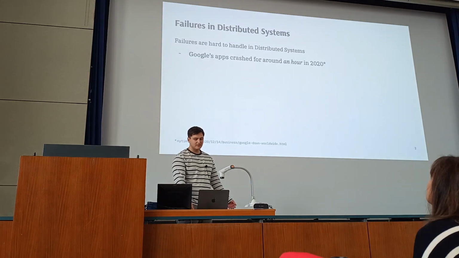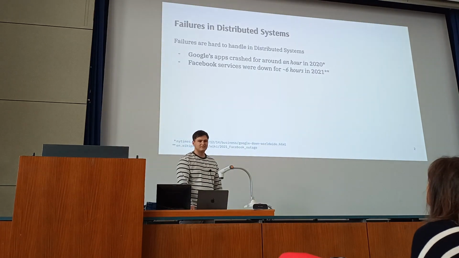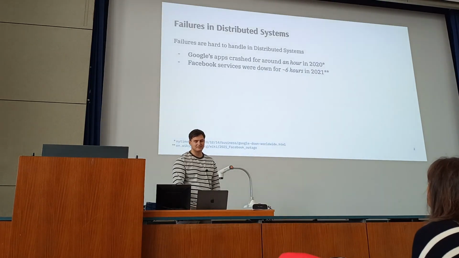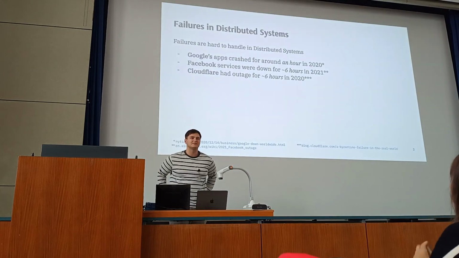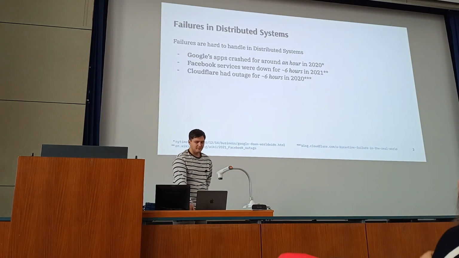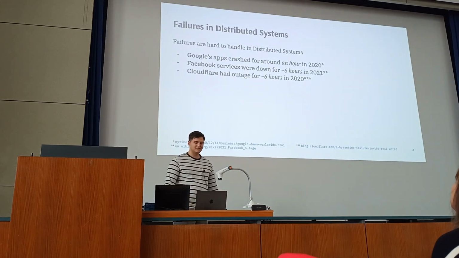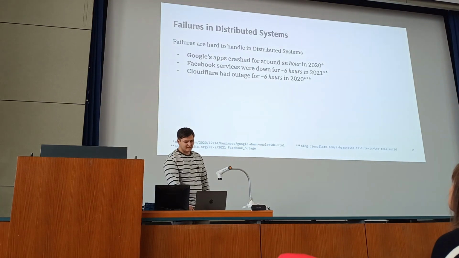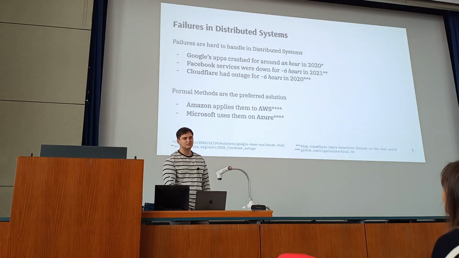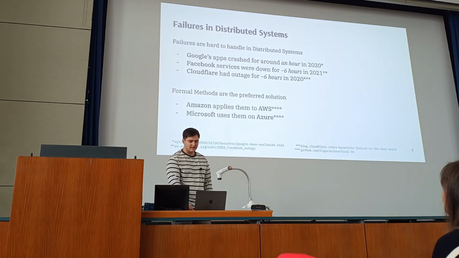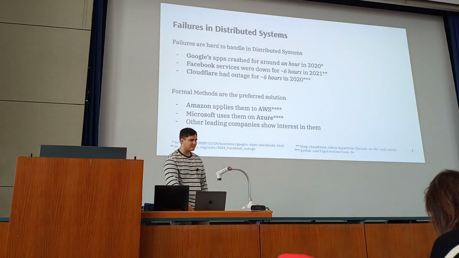Just to name a few, Google had an outage for around an hour in 2020. Facebook had an outage for around 6 hours in 2021. And Cloudflare had a reported outage for around 6 hours in 2020 due to a Byzantine failure. And the preferred way to handle the complexity of failure handling is formal methods. Again, to drop a few names, Amazon and Microsoft use them to ensure certain reliability properties of AWS, and Microsoft as well as other companies also show interest in them.